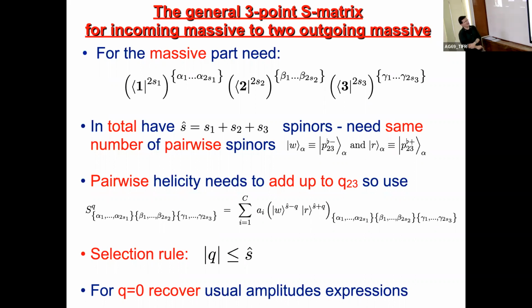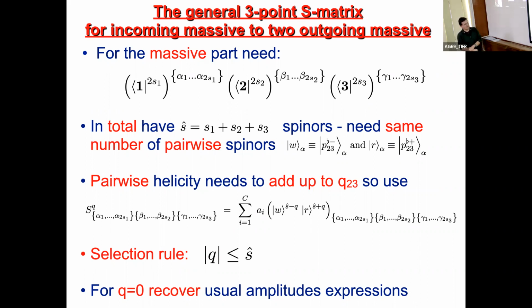But you also know that the pairwise helicity has to add up to q23, because we know what the common number under q23 has to be. So for the plus and the minus types, we know the sum has to be exactly 2ŝ. That's the number of these pairwise spinor-helicity variables that we have to use in order to saturate all of these spinor indices. Then one of them, the minus, will have minus q, and the other will have plus q.